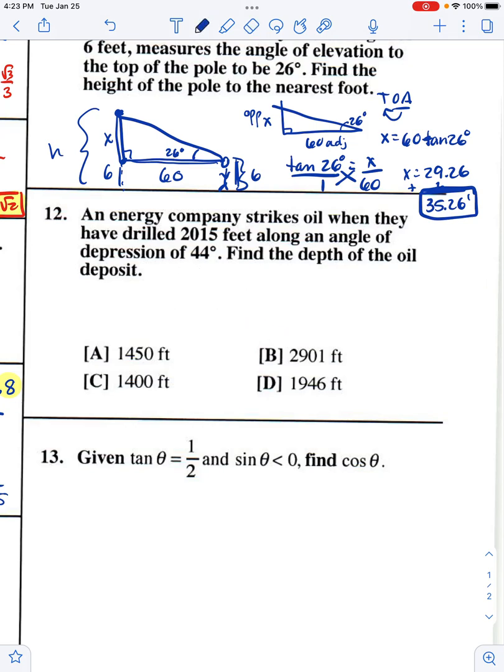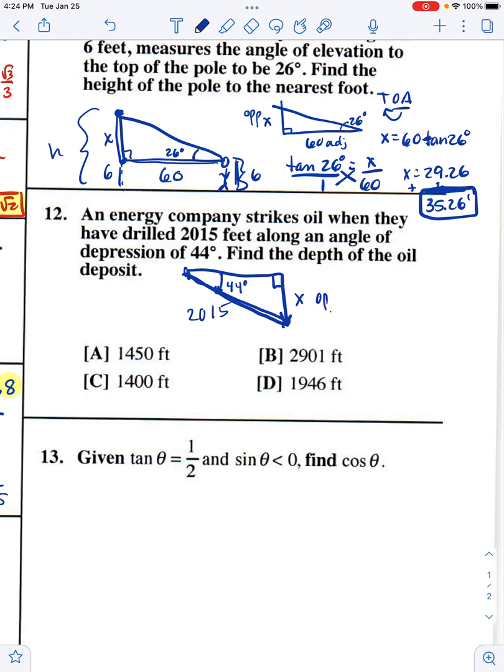So angle of depression, first of all, my triangles are not awesome. Okay, they're still not awesome. And I know I can make Notability make them straight, but I'm too lazy. Angle of depression is down from the horizon, so that's going to be 44 degrees. And it says you're drilling 2,015 feet along that angle. So that's actually my hypotenuse. And it wants to know the depth of the oil.